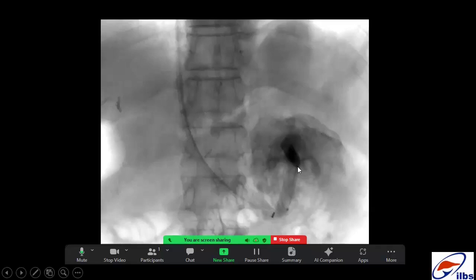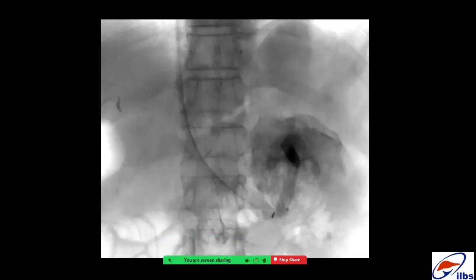You can see this balloon, and it had actually ruptured one of the small venous channels. We see a lot of extravasation over here. So again we kept the balloon there, waited for it to thrombose. The patient was clinically stable, and gradually we deflated the balloon.